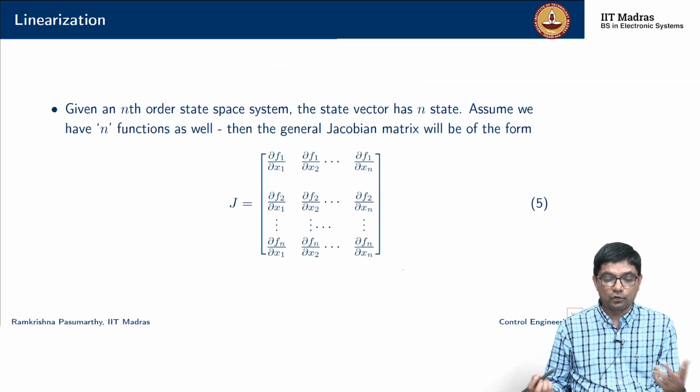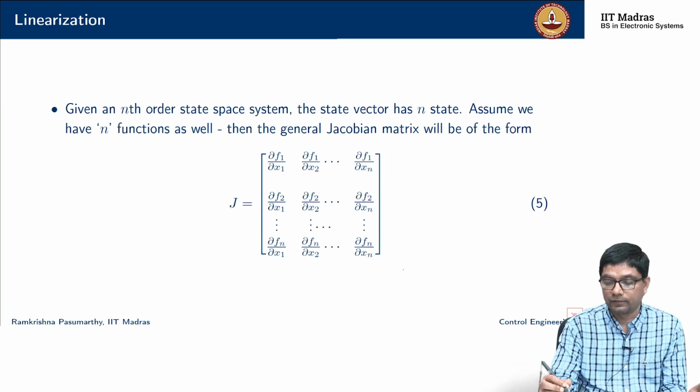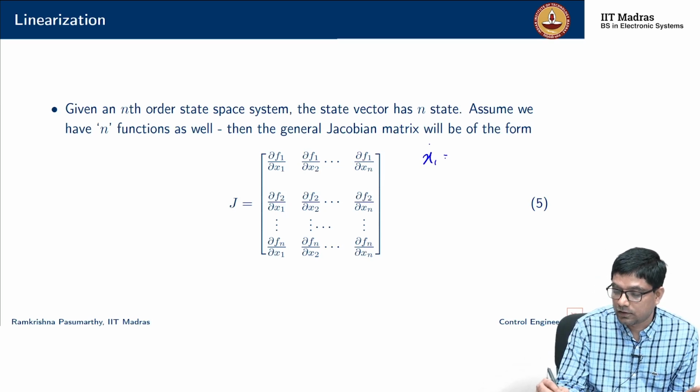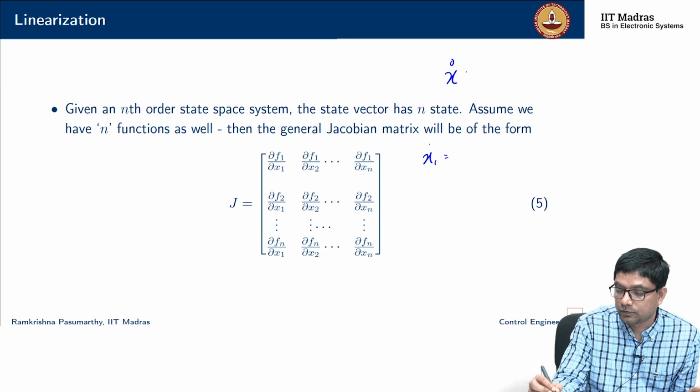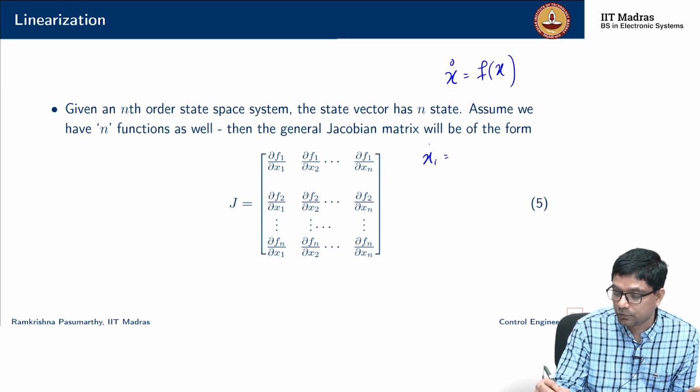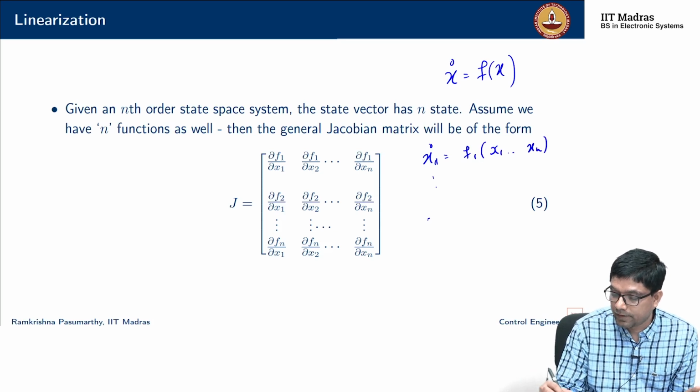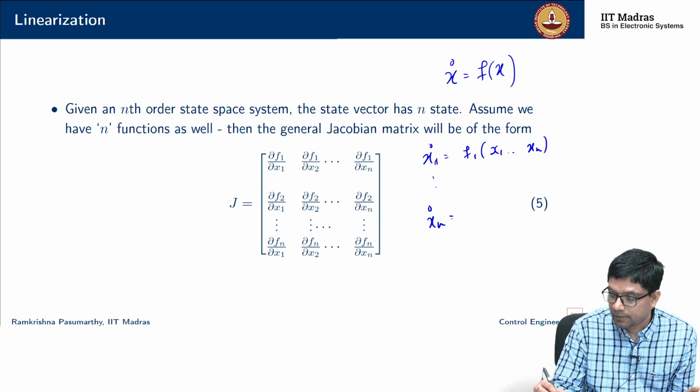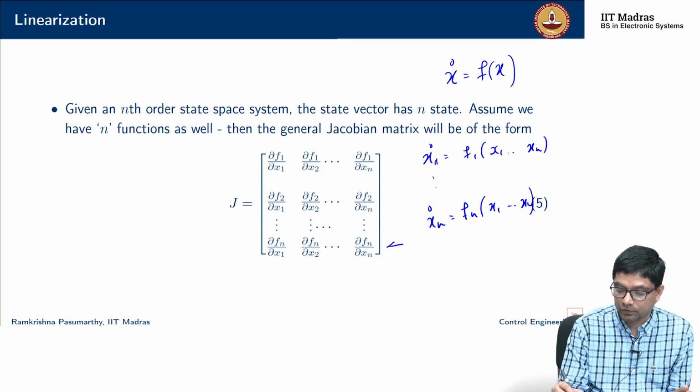Okay, so this is nice. So in general, how do I compute the Jacobian? I have a system of the form x dot equal to f(x). I am just assuming no input. So x1 dot will be a function f1(x1, ..., xn), all the way till xn dot, which will be a function fn(x1, ..., xn). Okay, and this is how I compute the Jacobian.